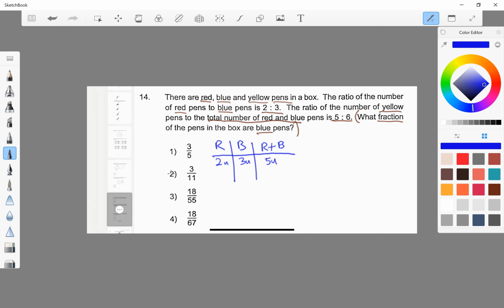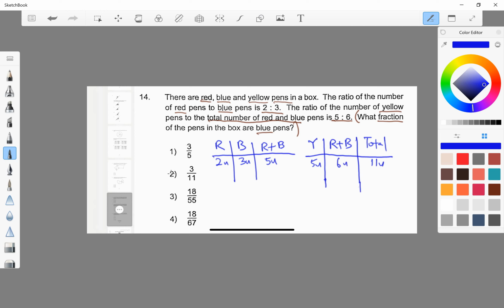Okay. So the next part they're asking us, they say that the ratio of the yellow as compared to the red plus blue, they say that that is 5 to 6. And I would like to include one more part called total. So it is yellow to red plus blue and to the total. In this case, the total refers to all the pens, all the 3 colors of red, blue, and yellow. So if the yellow is 5, the red plus blue is 6 units. It leads us to a total of 11 units.